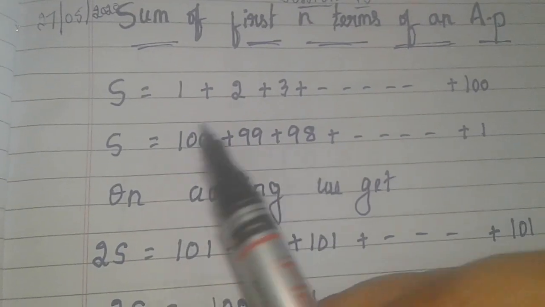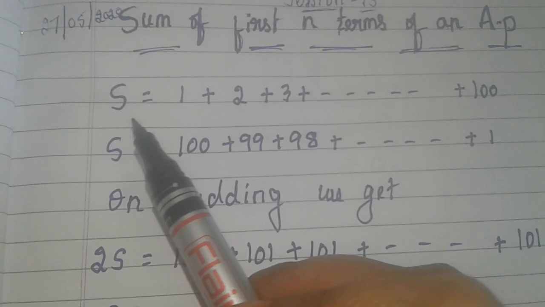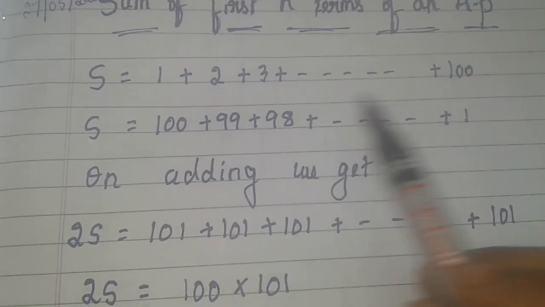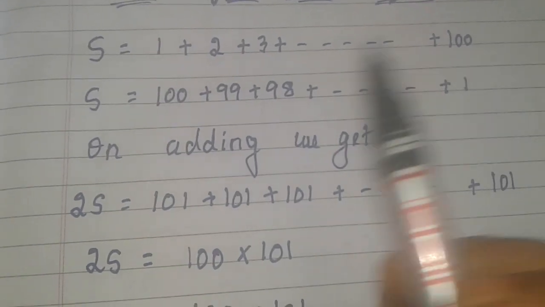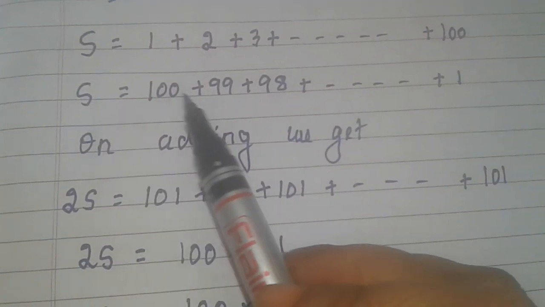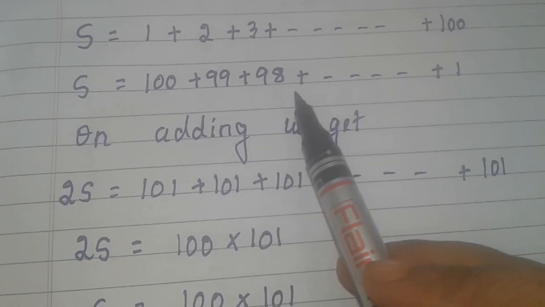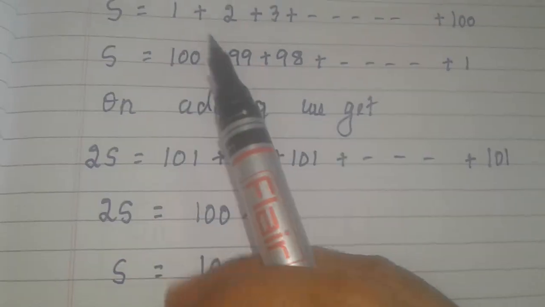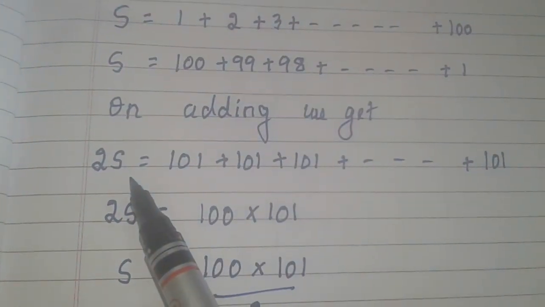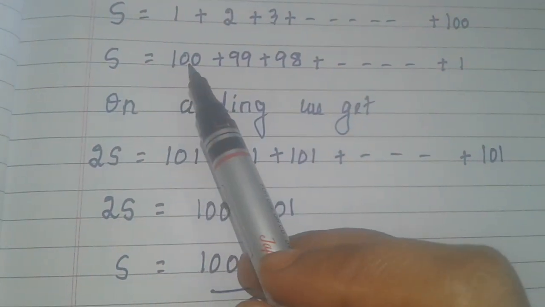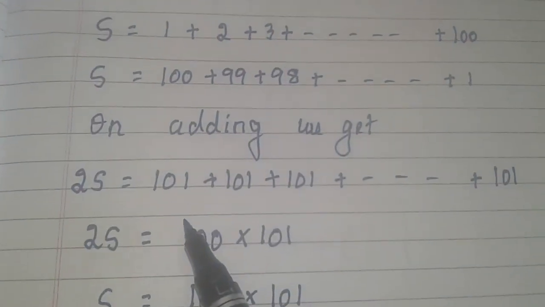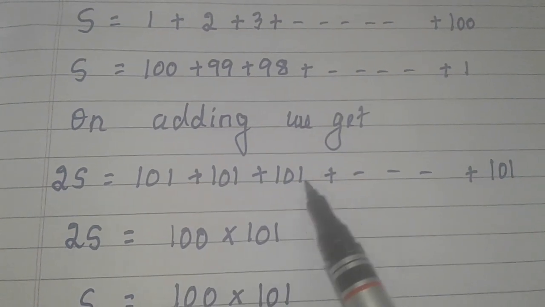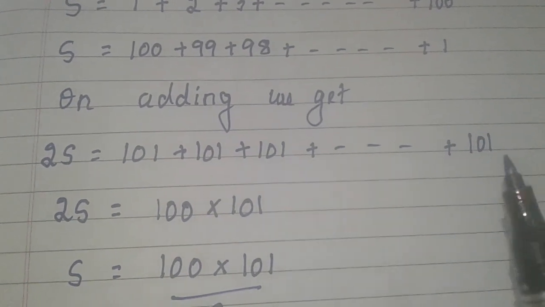He wrote S equals 1 plus 2 plus 3 plus etc. up to 100, because we want 100 natural numbers. Then he reversed this, that is S equals 100 plus 99 plus 98 and so on to 1. And he added the two corresponding terms, S plus S, that is 2S: 1 plus 100, 101; 2 plus 99, 101; 3 plus 98, 101; and so on, 100 plus 1, 101.